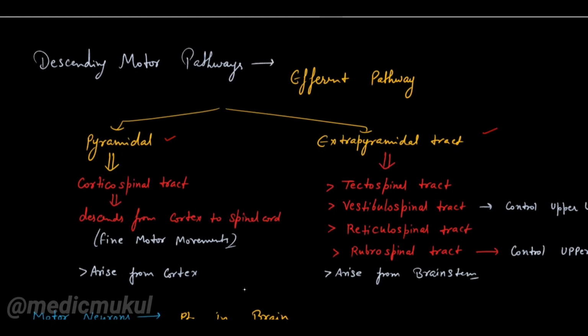Remember the pyramidal tract. What is the meaning of pyramidal? It derives from the cortex. Extrapyramidal derives from the brainstem. That is a reference. The pyramidal tract, the corticospinal tract, descends from the cortex to the spinal cord and is responsible for fine motor movement. The extrapyramidal tracts are the tectospinal, vestibulospinal, reticulospinal, and rubrospinal tracts.